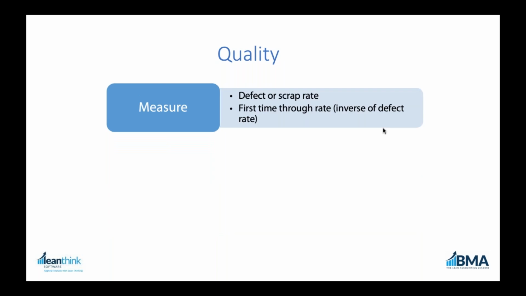Quality. The measure is quite simple. We're looking at a defect rate or a scrap rate. You can also use the inverse of a scrap rate or a defect rate, and you could call it first time through. Doesn't matter. The scrap rate you want to go down, from wherever it is closer to 0. The first time through rate, you want to go closer to 100%.